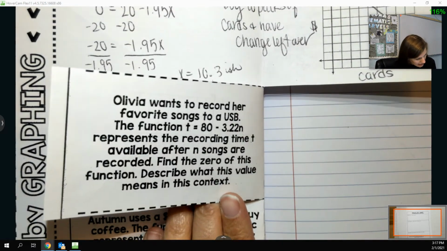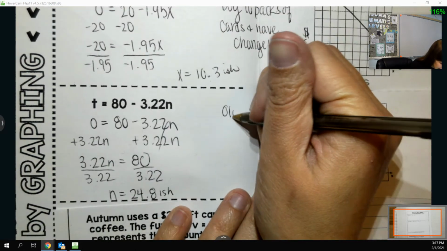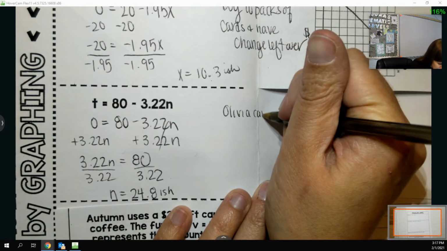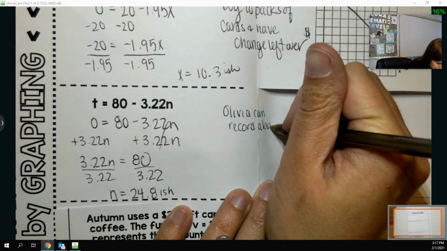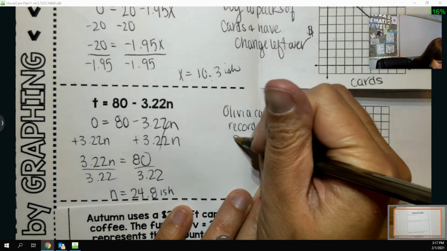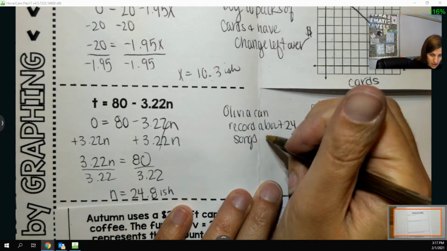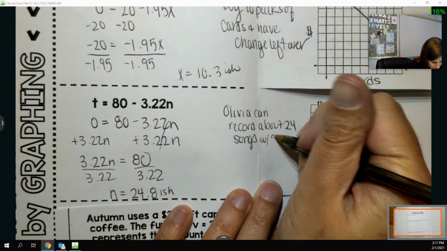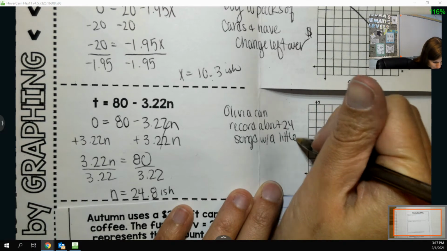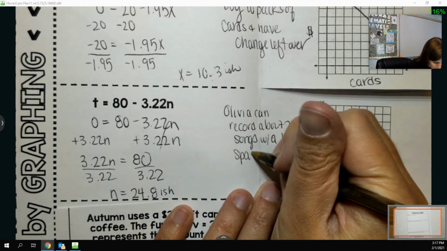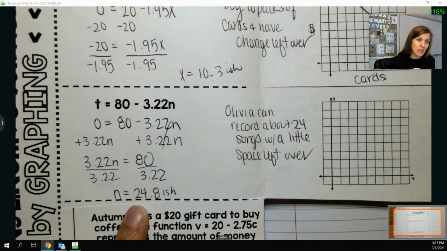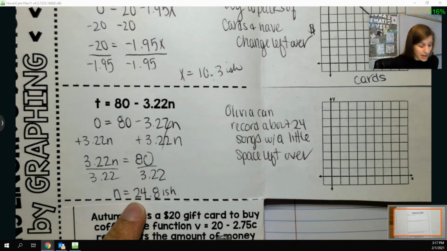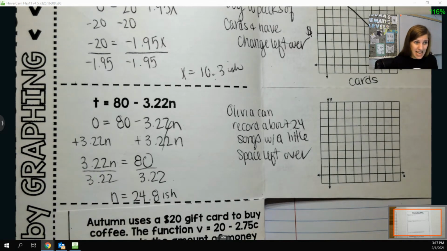So who does? Olivia can record about 24 songs with a little space left over. And again, there's a little space left over because I wasn't able to divide evenly. I have to do less than 24 because I can't get 25, like 25 songs won't fit.